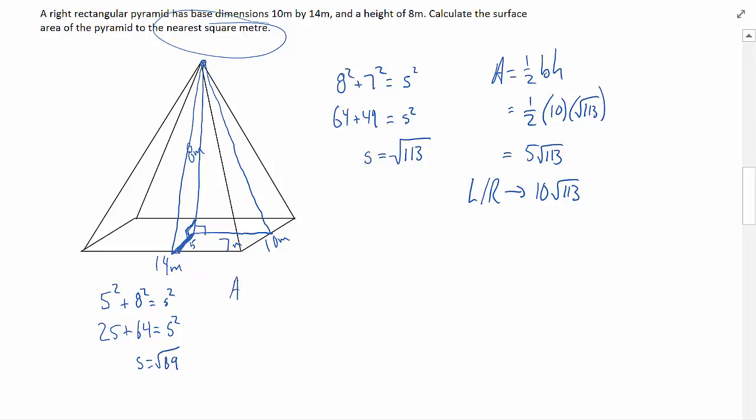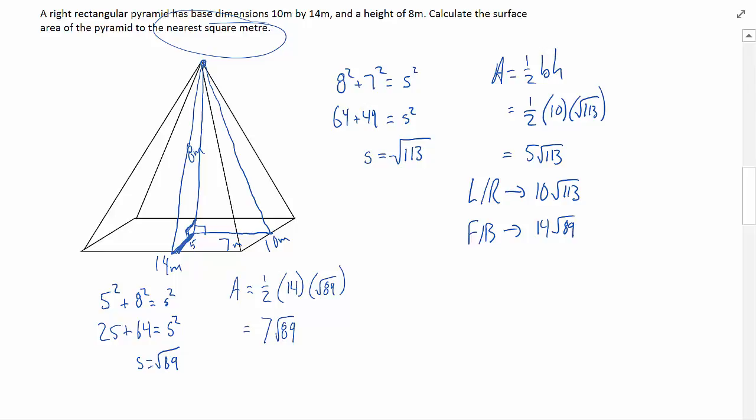The area of that triangle for the front and the back is going to be 1/2 the base, which is 14, times the height, which we've just said is root 89, giving us the front triangle's area of 7 root 89. And so in total, the front and back triangles are going to be 14 root 89.